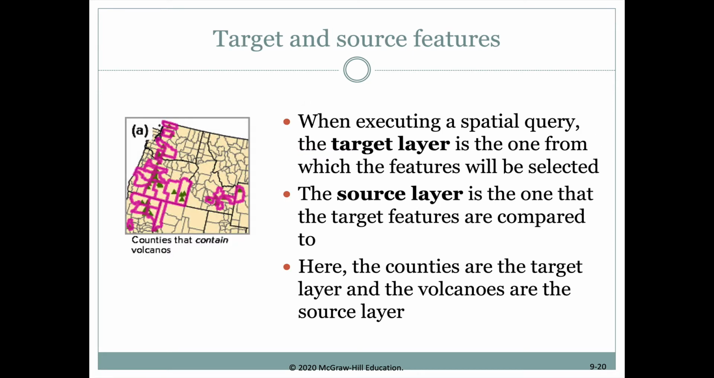When we're doing this type of selection, we have to be aware of what the target layer is and what the source layer is when we're doing spatial queries. The target layer is the one from which the features will be selected. In this case, that's the counties. And the source layer is the one that the target layer is going to be compared to. In this case, that's where the volcanoes are. So we have to know where the volcanoes are in order to select the counties within which a volcano is contained. But we are selecting the counties themselves. The volcanoes are not being selected.